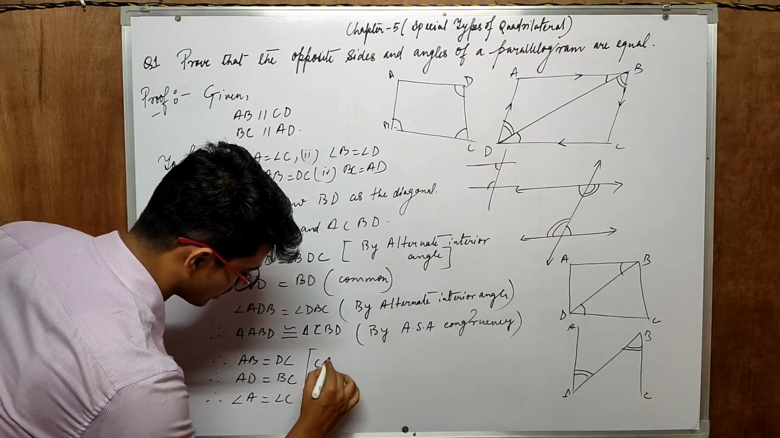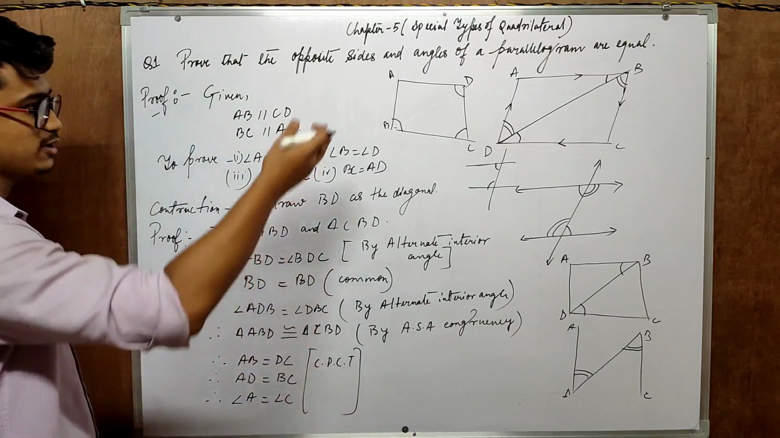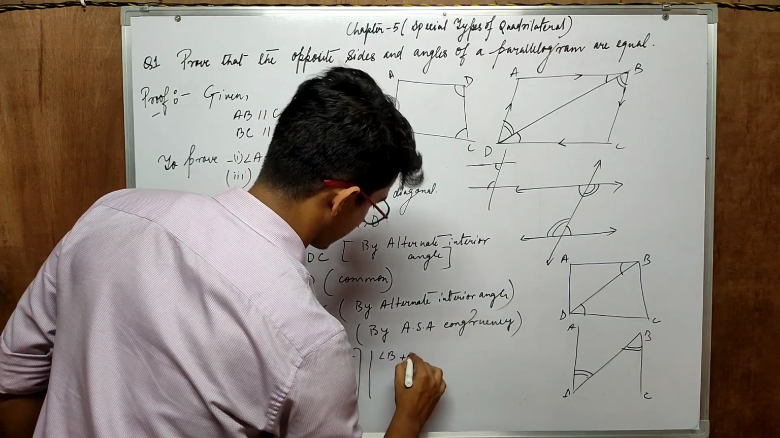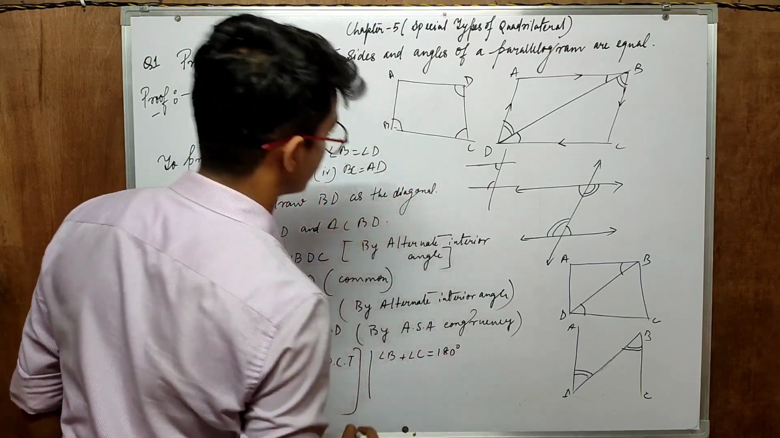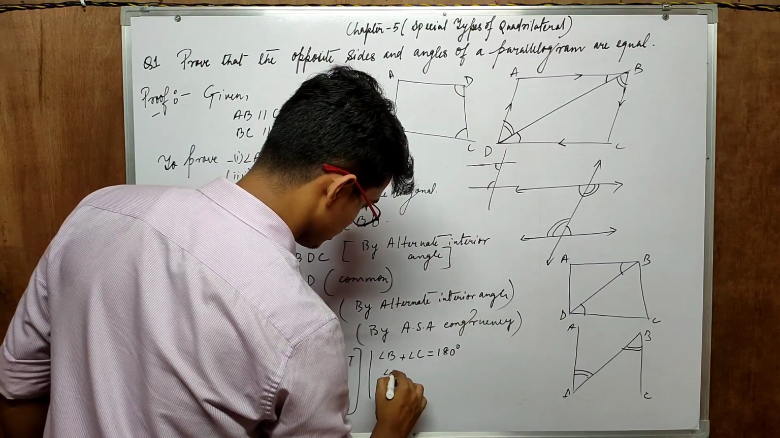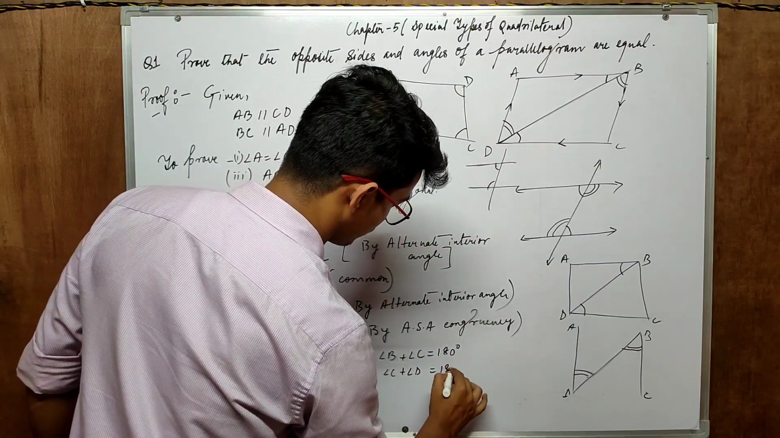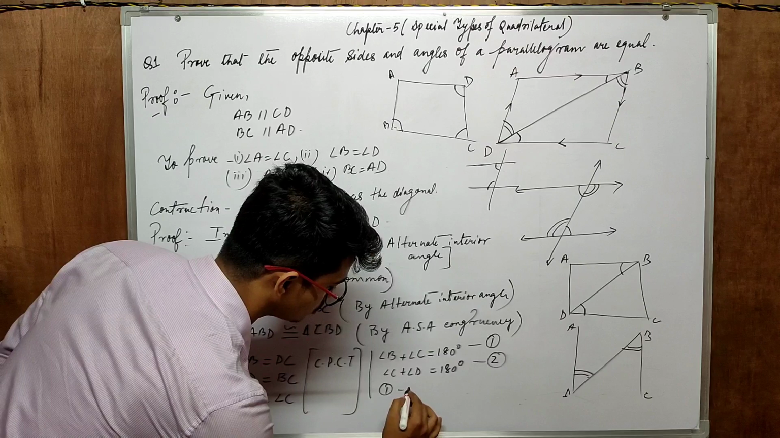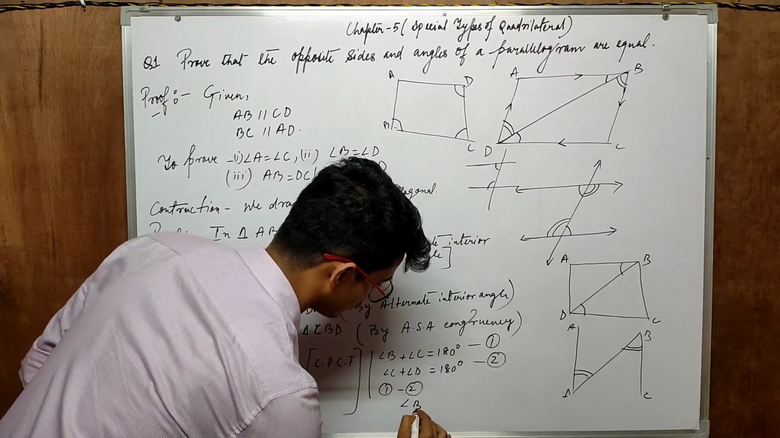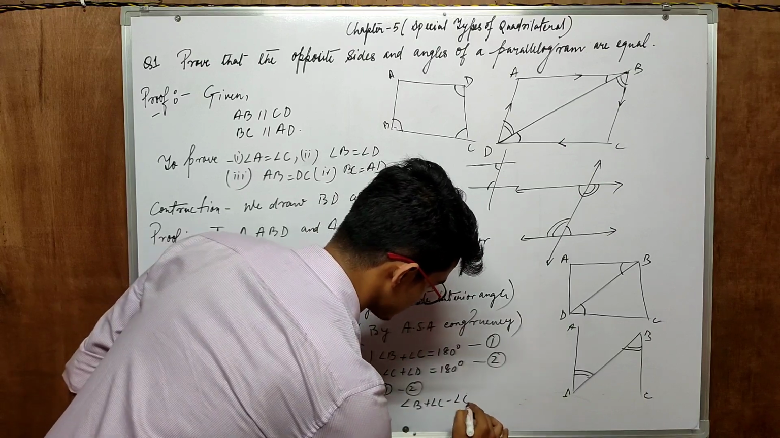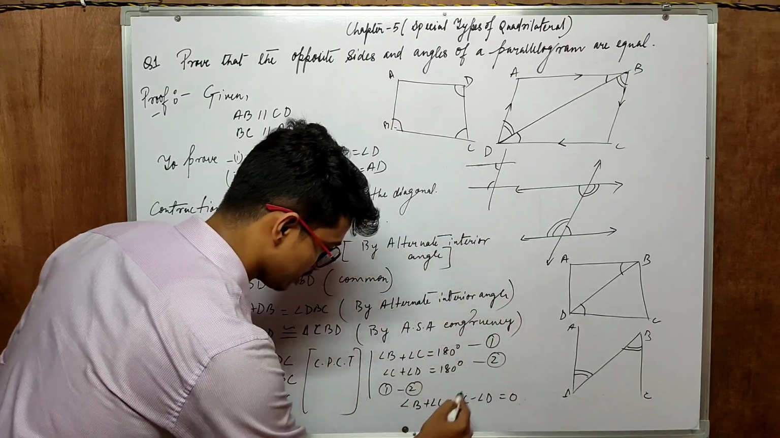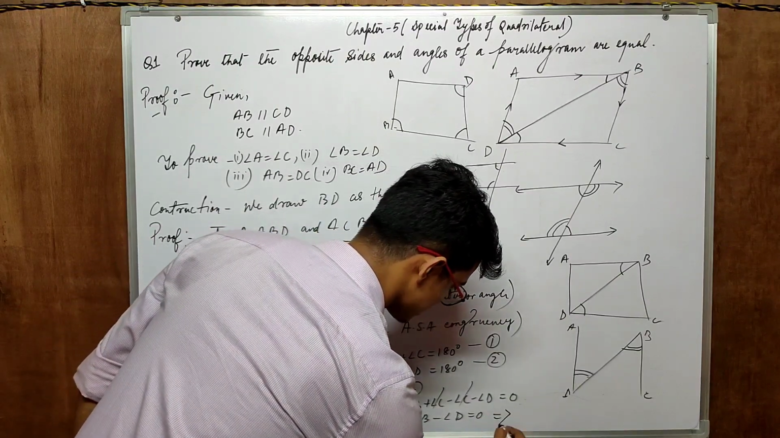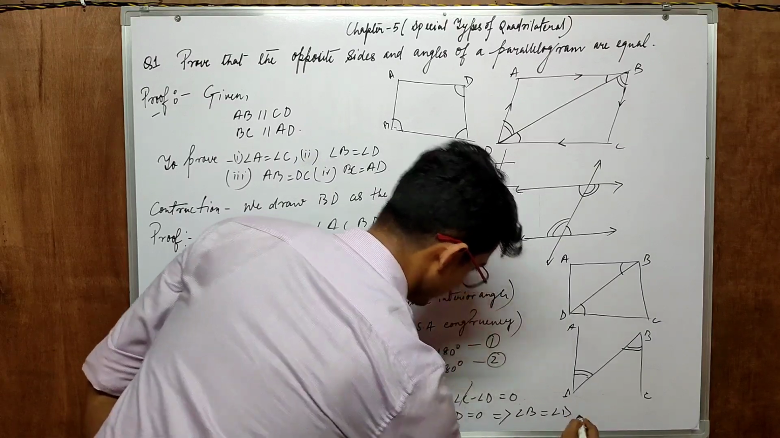Later on I will write it down, CPCT, and last but not the least, angle B plus angle C equal to 180 degrees, right? And angle C plus angle D equal to 180 degrees. If you subtract equation 2 from equation 1, we get angle B plus angle C minus angle C minus angle D equal to 0. The common part is C, so angle B minus angle D equal to 0, which implies angle B equal to angle D. So that is the whole proof.